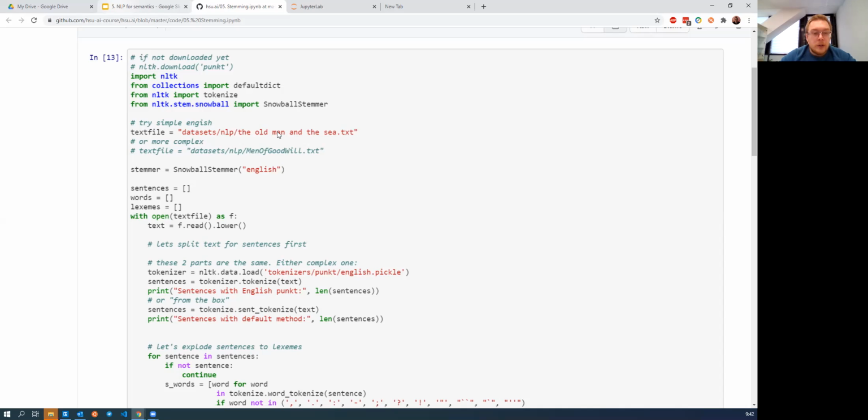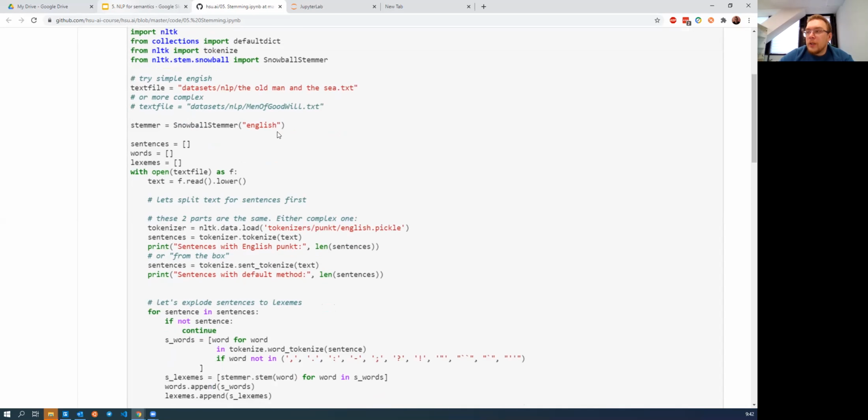The NLTK library is the classical one. There are a few texts which are already in the repository, so you can use them for your experiments. Like The Old Man and the Sea, which is a pretty short book, and Les Misérables, which is a pretty long book, one of the longest in the world. And here are some techniques to show.